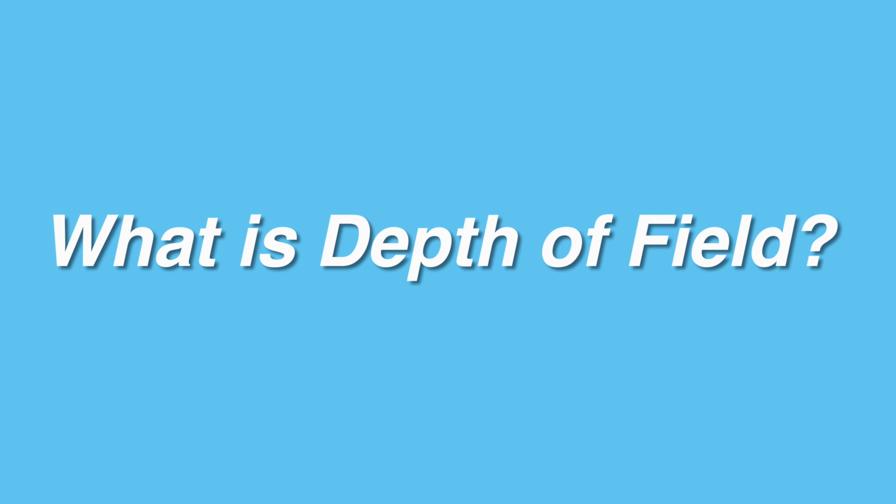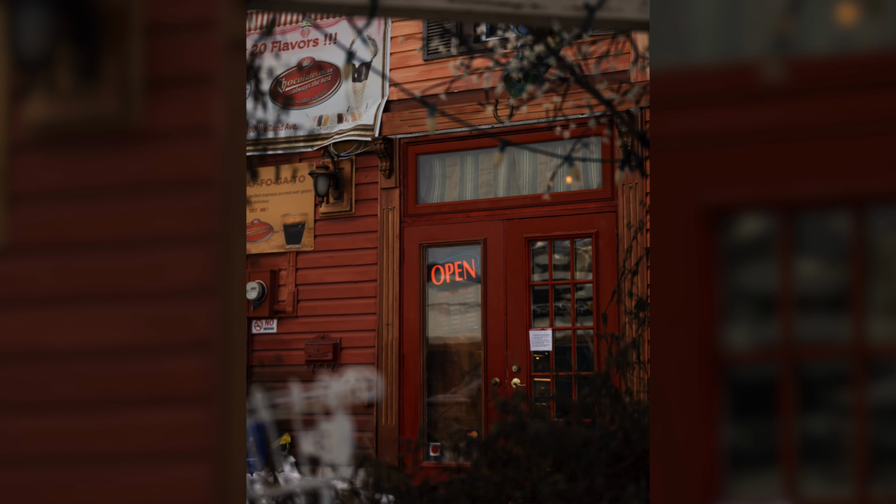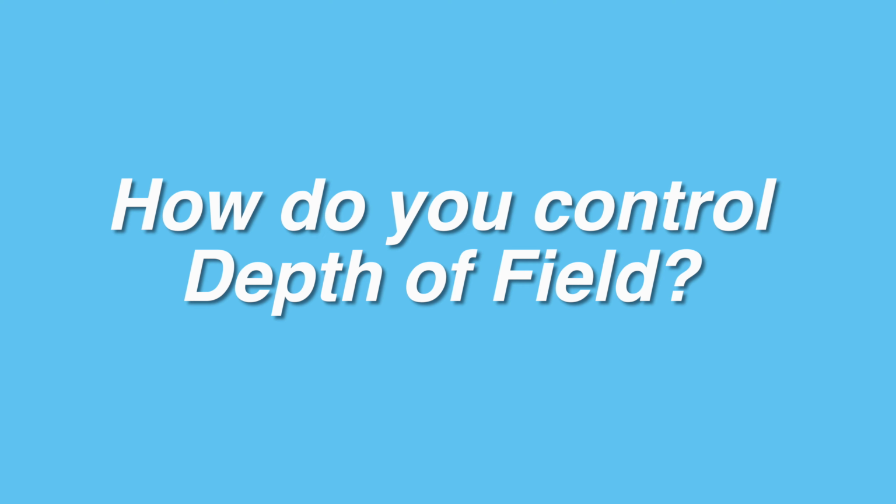What is depth of field? Depth of field is the distance between the nearest and furthest objects that give an image judged to be in focus in a camera. How do you control depth of field?